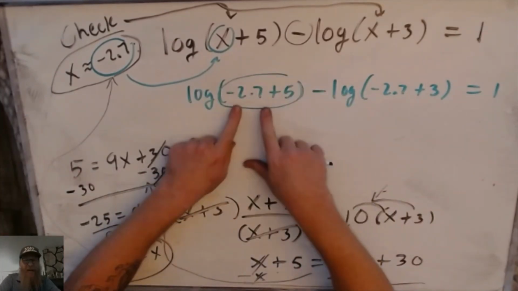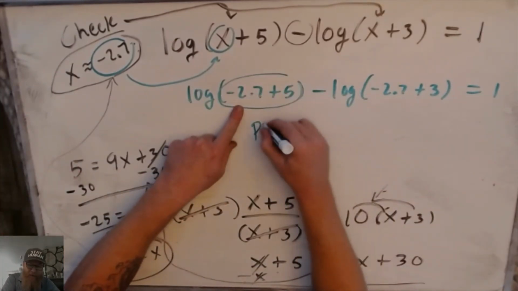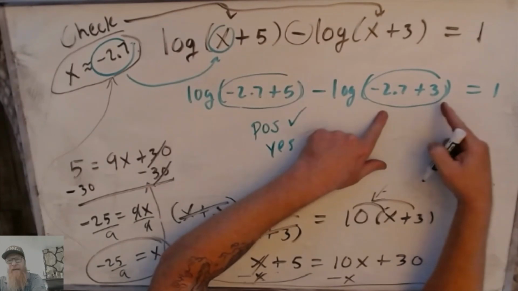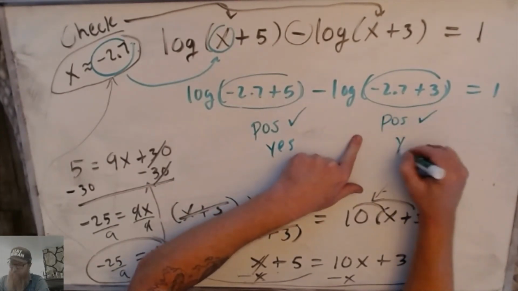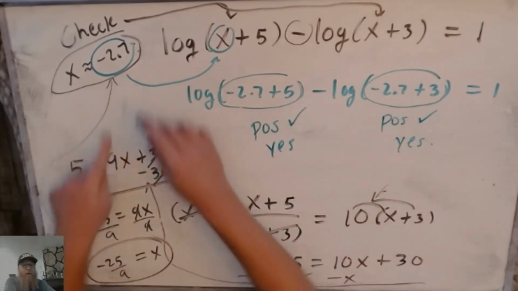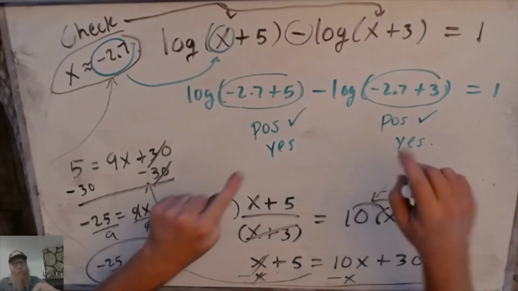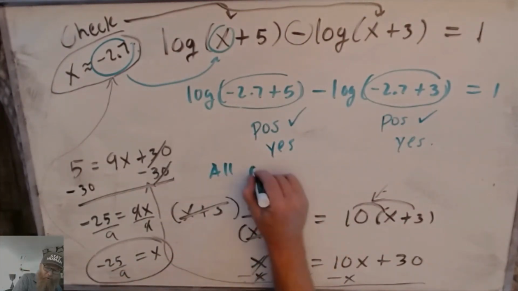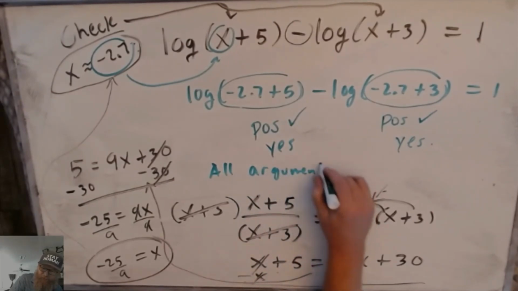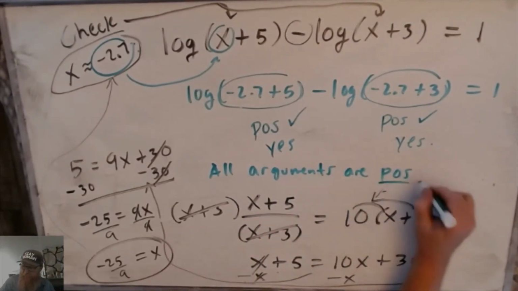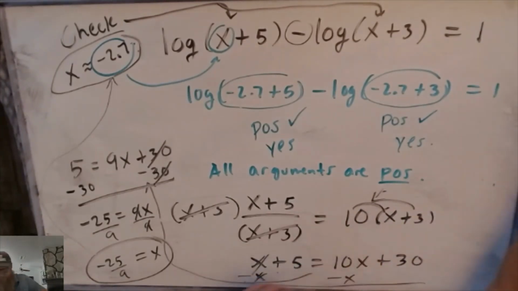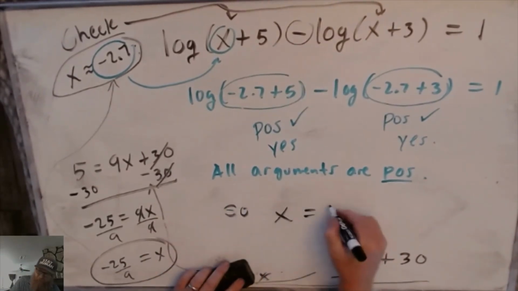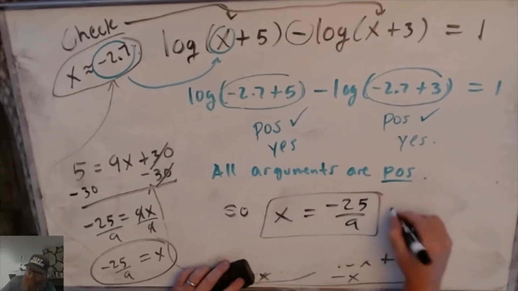All right. Negative 2.7 plus 5. Is that positive? Yep. Yes, it is. Negative 2.7 plus 3. Is that positive? Yes, it is. So even though my solution is negative, when you plug it in, if the arguments remain positive, all arguments are positive, so the solution is valid. So x equals negative 25/9 is valid.